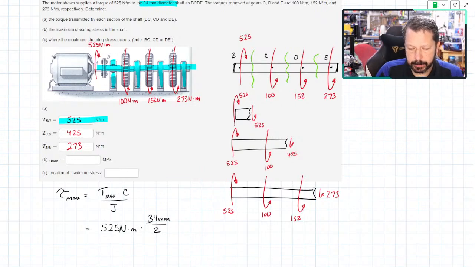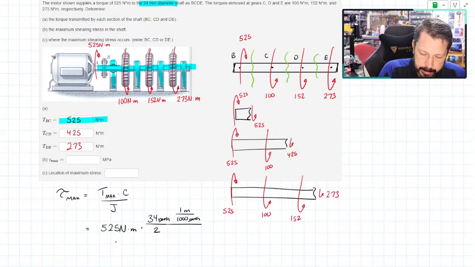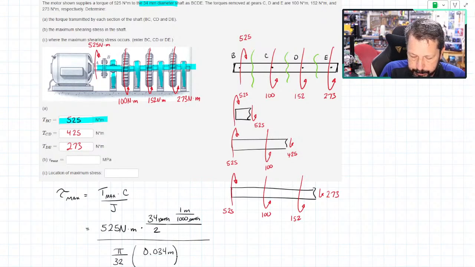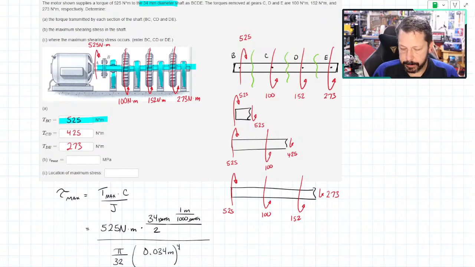Now I have an issue with millimeters and meters, so I have to convert over. 1 meter is 1,000 millimeters. So there we go. And then J, pi over 32, and then the outer diameter is that 34 millimeters. Let's go ahead and put that as 0.034 meters to the fourth. You do have to be careful here.